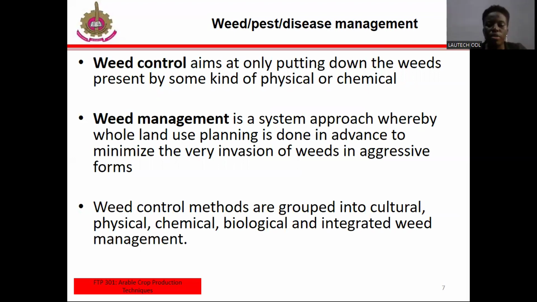So weed control methods are grouped into the cultural method, the physical method, the chemical method, the biological, and then the integrated weed management. Those are the weed control methods that we have: the cultural, the physical, the chemical, biological, and integrated weed management system, which combines two or more of these weed control methods.